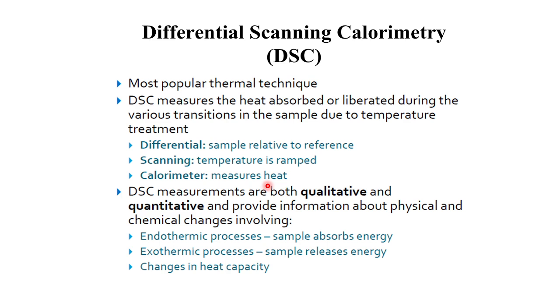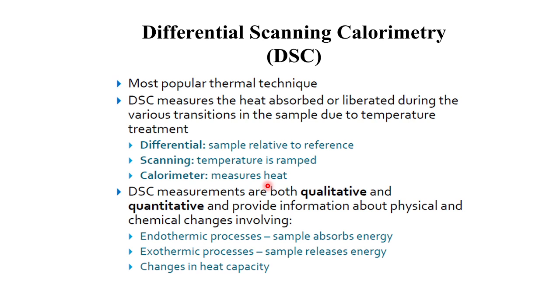This is very popular in polymer industry R&D. DSC measures how much heat is absorbed or released during the various transitions in the sample due to temperature scanning. And why is it differential? Because we are measuring the difference compared to a reference sample. So there are two different holders, one is the sample holder, another one is the reference holder. I will discuss that in the next step.